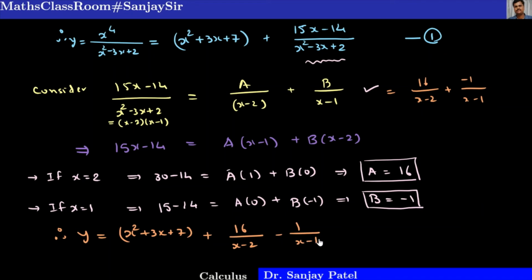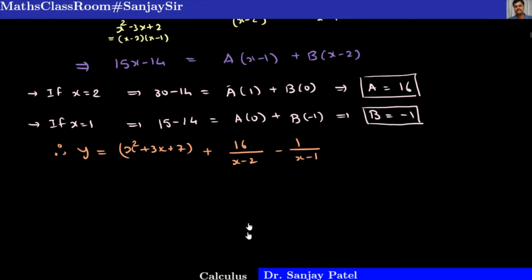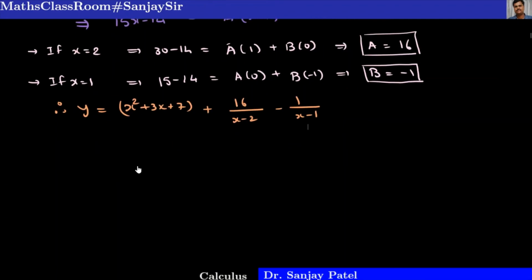Now everything is in the required form because we have 1 upon x plus b type of function over here in these two places, and this is a simple polynomial whose any order derivative we can find very easily. But again, recall that this is a polynomial of degree 2, so its first derivative will be 2x plus 3, second derivative is 2, and the third derivative is 0 and onwards.